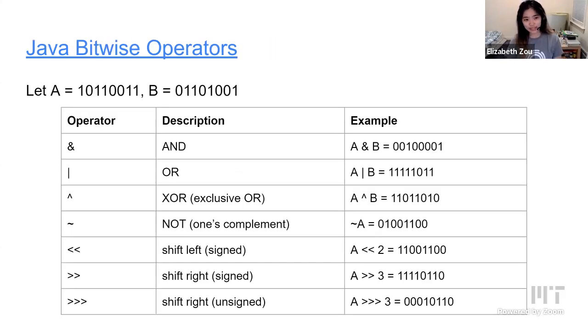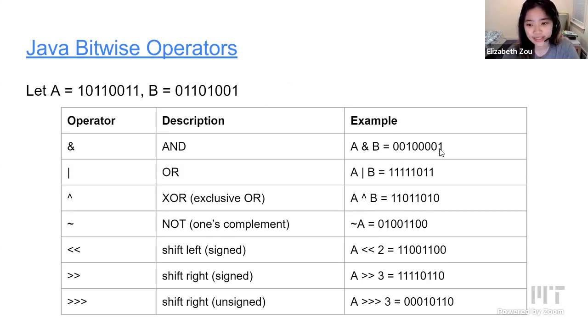So in Java, here are some bitwise operators that you might find useful. If you're not familiar with them, I'm just going to do a quick overview. This is the bitwise AND. Essentially it looks at each bit, and if both of these are 1, then the result will be 1. Otherwise, it will be 0.